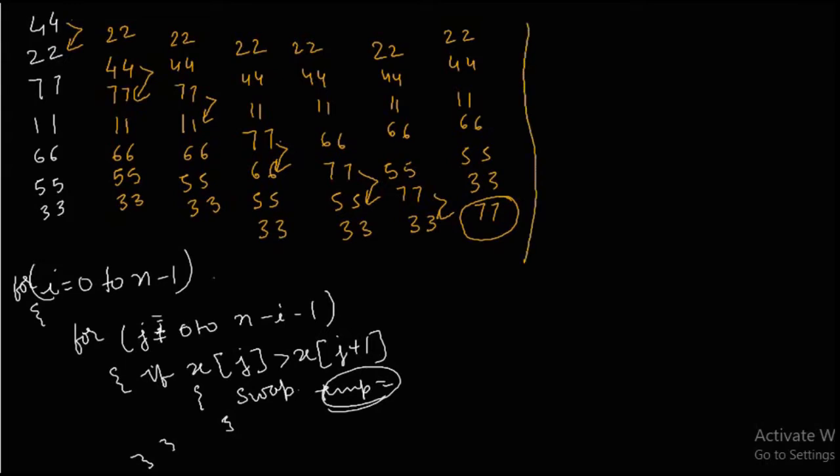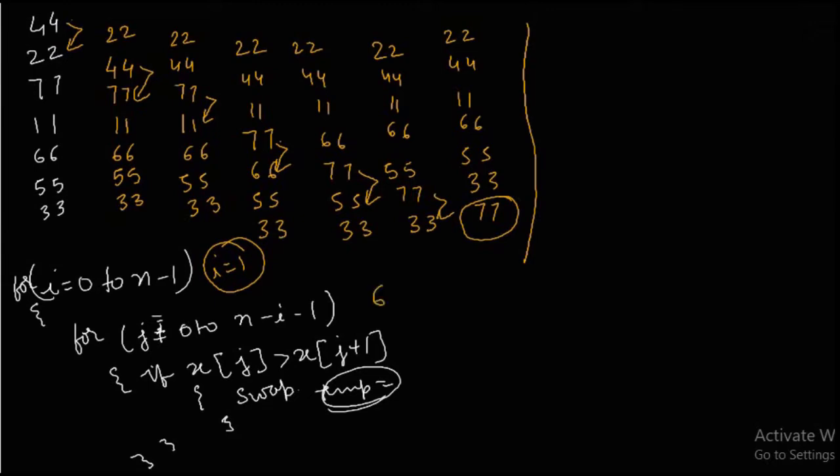Now i will become 1. i is equal to 1 now. When i is equal to 1, what will happen? Again j will start from 0 to n minus i minus 1. What is n? Suppose the value of n is 7 here. So 7 minus i minus 1.